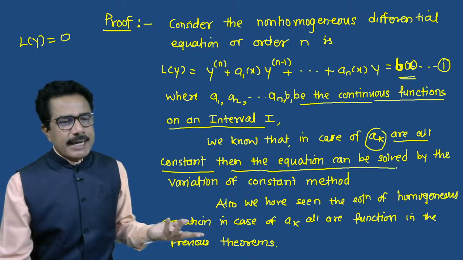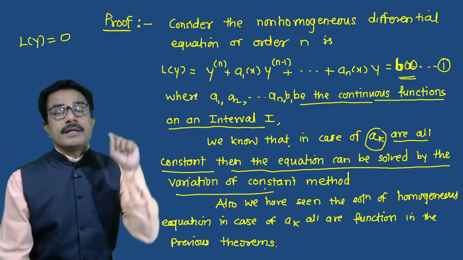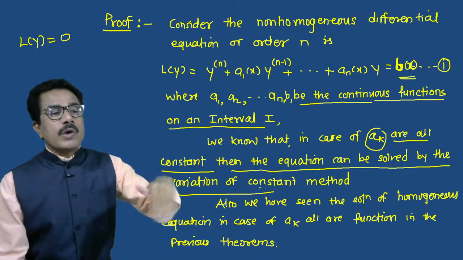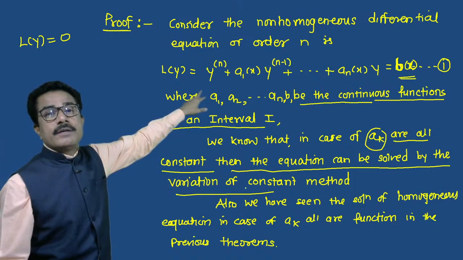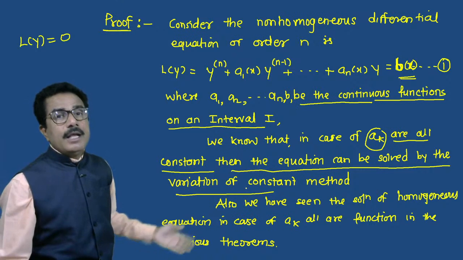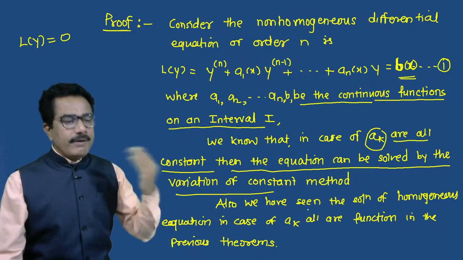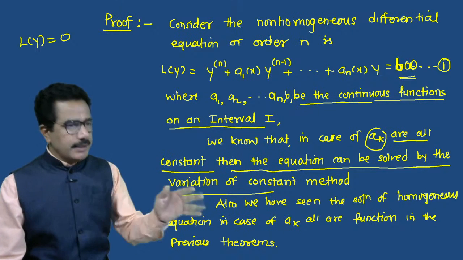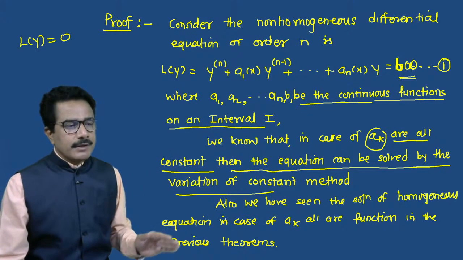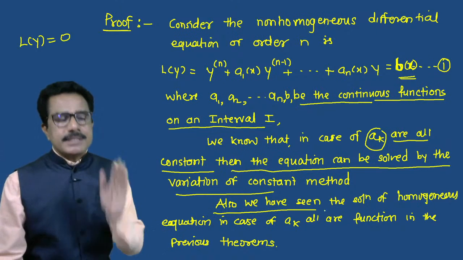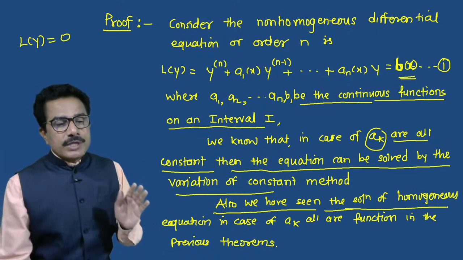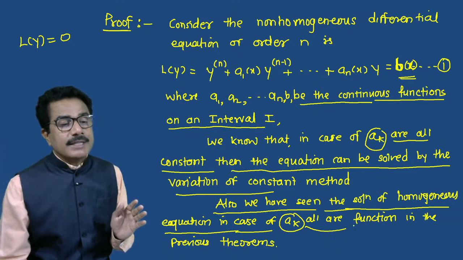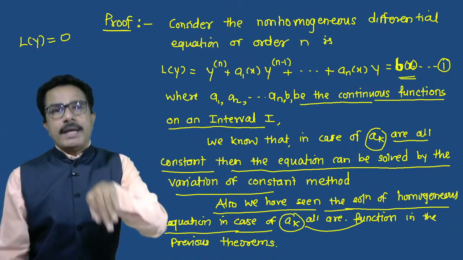Then the equation can be solved by the variation method. In this first chapter we have seen the variation method to solve the non-homogeneous differential equation with constant coefficients. But if the coefficients are not constant and are variable, then what happens? In chapter 2 we have also seen the solution of the homogeneous equation in case the ak are functions of x, meaning variable coefficients.